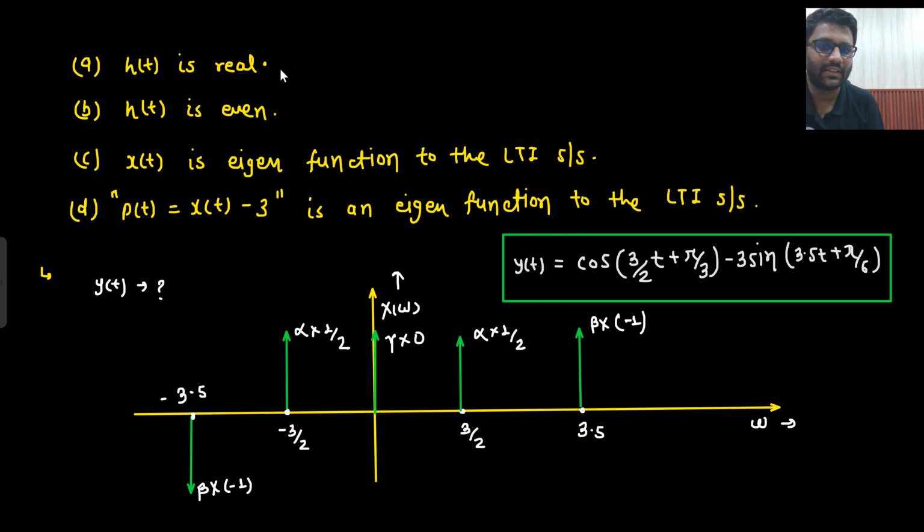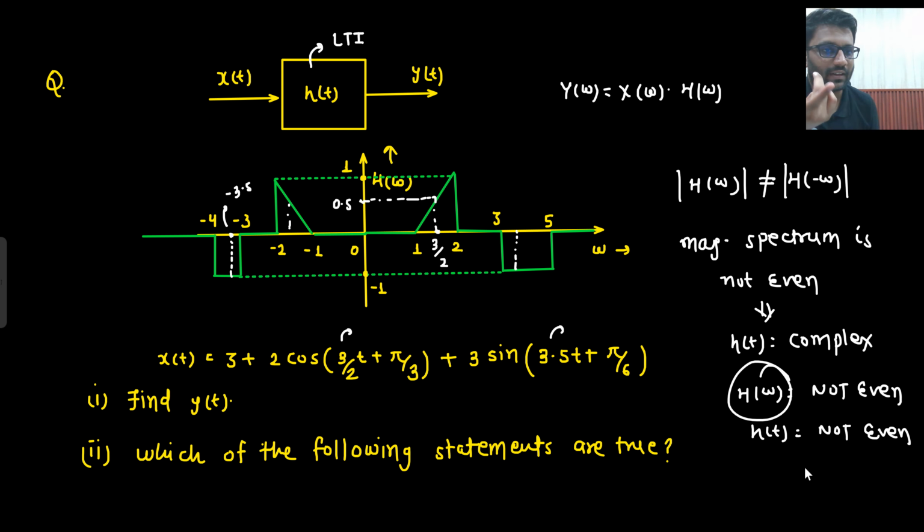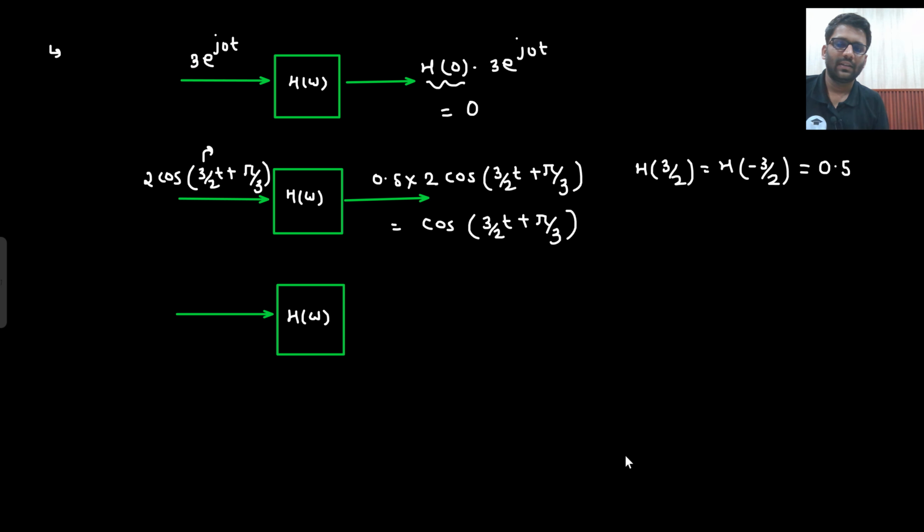So the first statement, h(t) is real, is wrong. Is H(ω) even? No, H(ω) is also not even. What does that mean? That h(t) is not even. All these things we have discussed in good detail in Fourier transform, so I hope you remember everything. If the magnitude spectrum is even, that means h(t) is real. But if the complete H(ω) is even, that means h(t) is even. But now this is not even. Let's come back to our question.